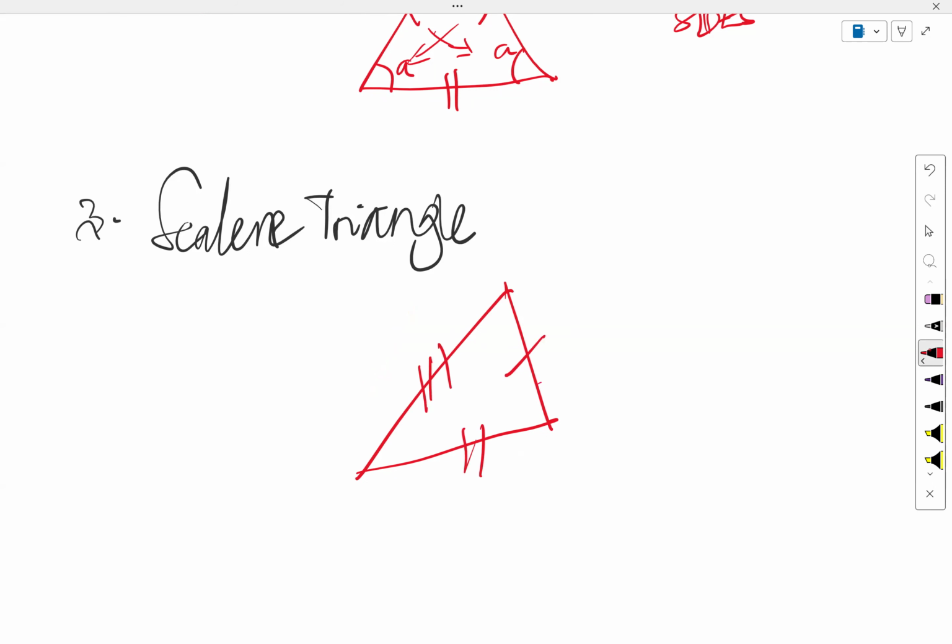So let's assume this is the shortest side. The shortest side, like I said, is going to be facing the smallest angle. Let's say this is the second side to that. The second side will be faced by the second angle, the medium angle. And if this is the longest side, then automatically this angle will be proportional to that. So the biggest angle faces the longest side. That is the idea of a scalene triangle: all sides are different.